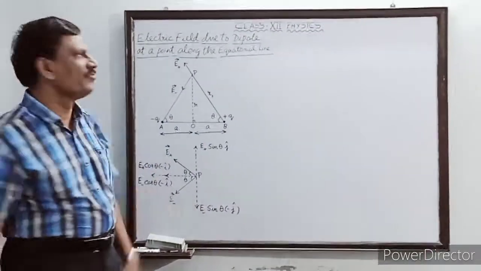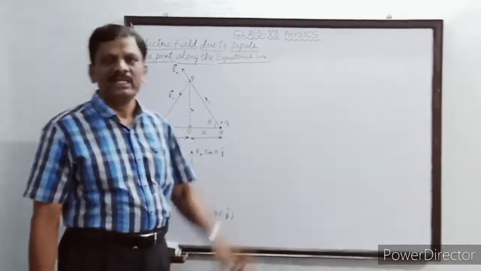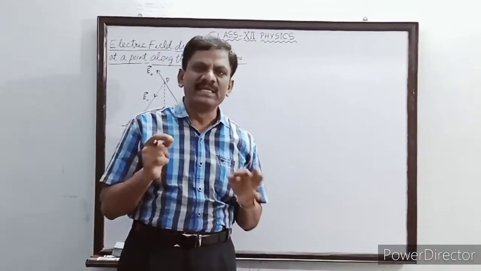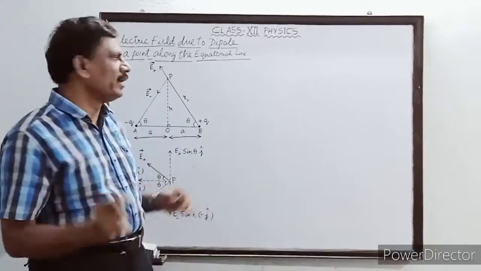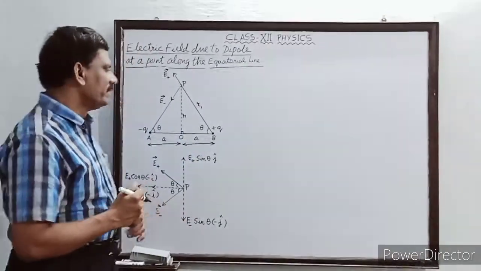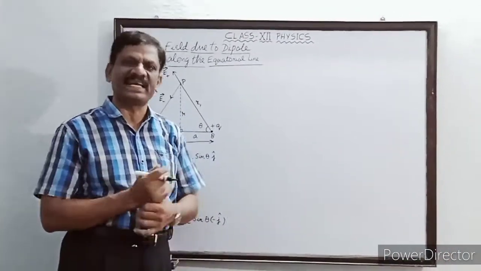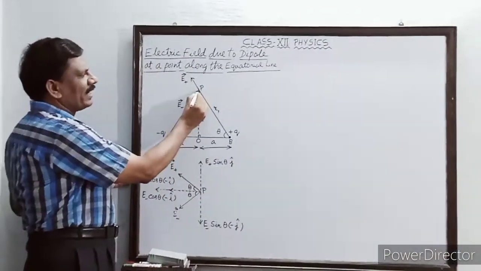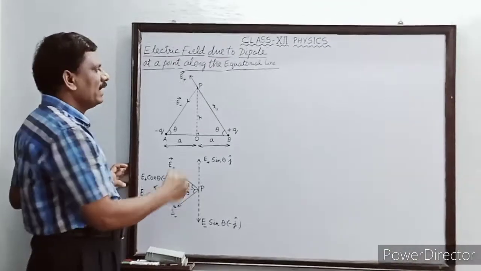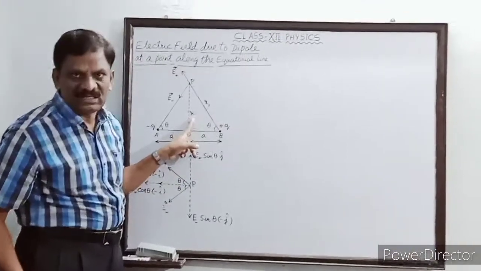Let us derive an expression for the electric field due to a dipole at a point along the equatorial line. Now what is meant by equatorial line? It is any straight line passing through the midpoint of the dipole and also perpendicular to the axial line. In the previous discussion, any straight line joining the two charges and passing through its midpoint was called the axial line. Now you see that we are considering a point P along the equatorial line of the dipole, and the distance of the point P from the midpoint of the dipole is taken as r, small r.